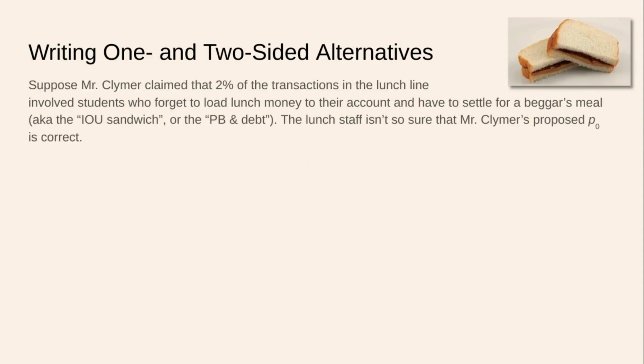So we're going to be writing some one- and two-sided alternatives. We're going to be making sure we really understand how to write alternative hypotheses. Null hypothesis is pretty easy. Alternative hypotheses, those are interesting. So, suppose Mr. Clymer claimed that 2% of the transactions in the lunch line involve students who forget to load lunch money into their account and have to settle for a beggar's meal, aka the IOU sandwich or the PB in debt. The lunch staff isn't so sure that Mr. Clymer's proposed P sub 0 value is correct.